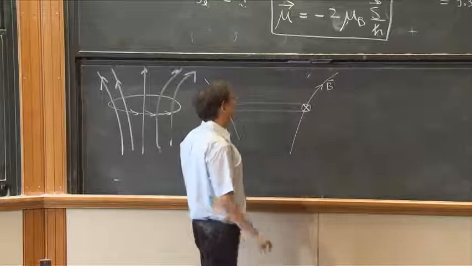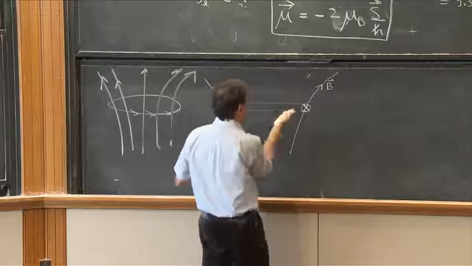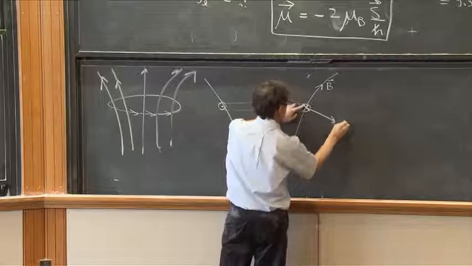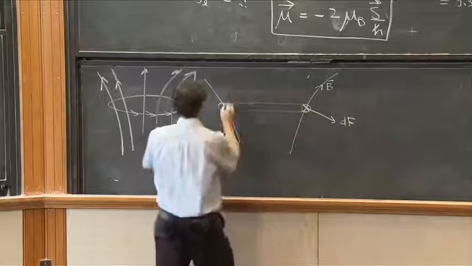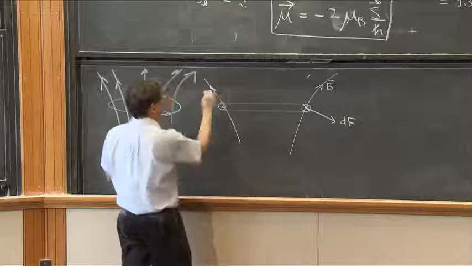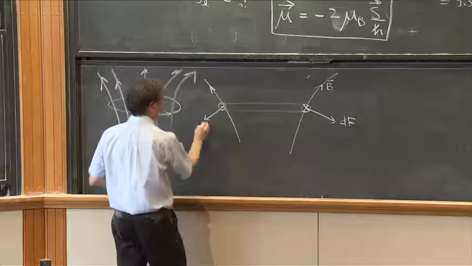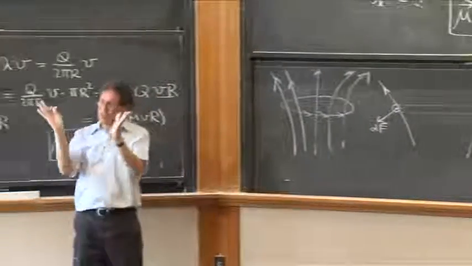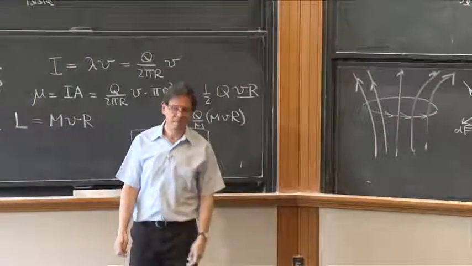And the force goes like I cross B. So I goes in, B goes out. The force must be like that, a little bit of force. In this one, I cross B would be like that, a little bit of force. Yep. It has a component down because the field lines are diverging.